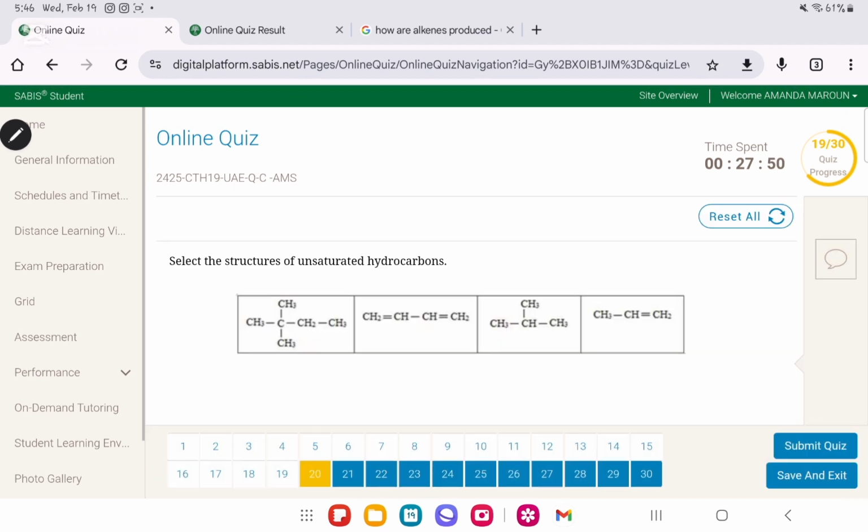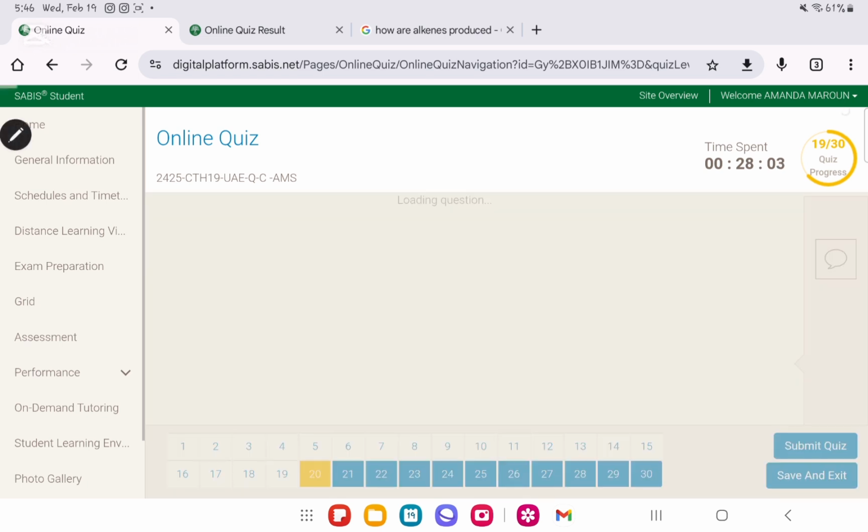We move on to question number 20. They need unsaturated hydrocarbons. You directly choose the ones that have a double bond or triple bond. Anything that is all single bonds is saturated.